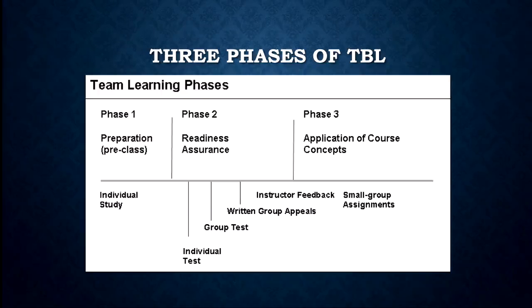There are three components of team-based learning, and you can see them right here. The first phase is pre-class preparation. You've all heard of flipped classroom. So the students prepare before they come to class. Then when they get to class, they go to the second phase, which is readiness assurance. They take two tests: first an individual test, to make sure they understand the basic components that they were supposed to learn in the pre-class preparation. Then they get together with their small group and take the exact same test as a team, called the group test. Then they go over it with their facilitator, and they have an opportunity to appeal.